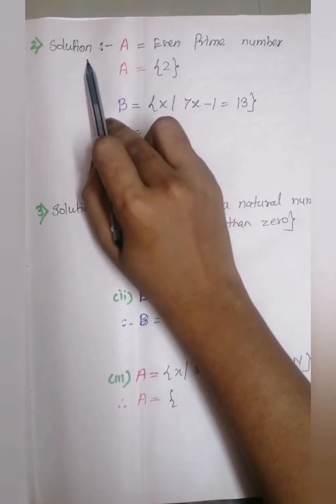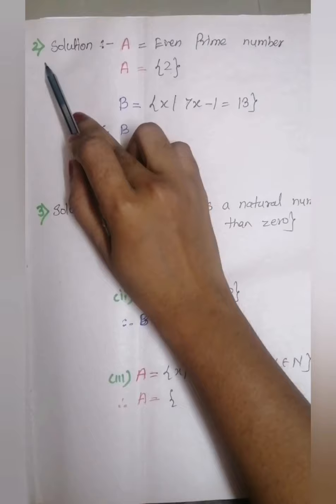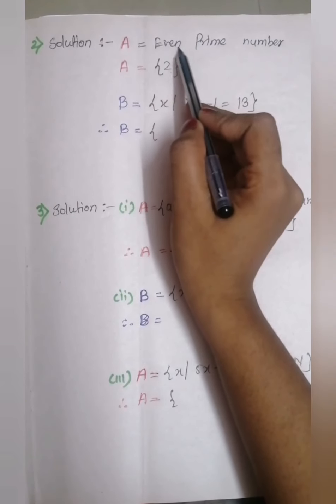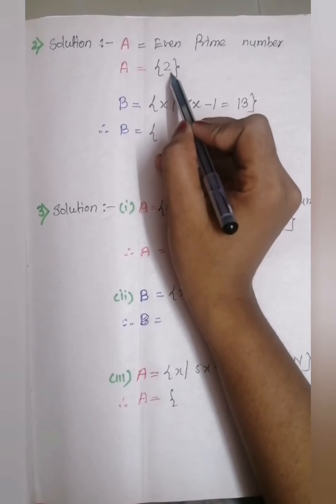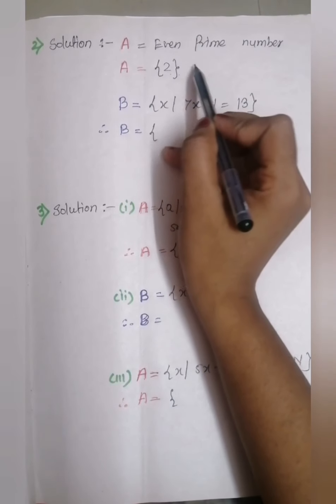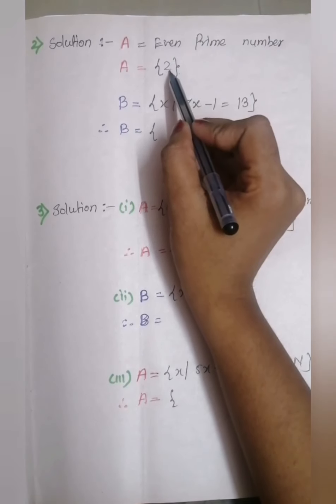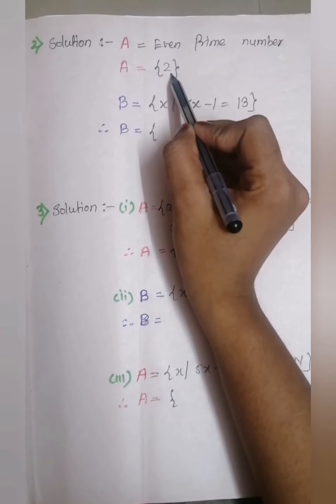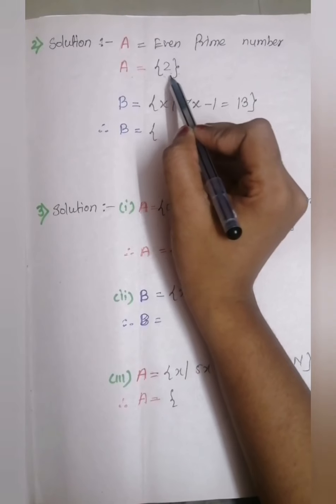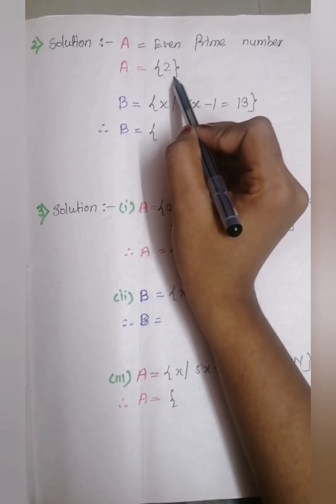Students, start with the solution of question number 2. Set A equals even prime number. Therefore set A equals 2. We know that prime numbers start with 2 and even numbers also start with 2. Therefore set A equals singleton set 2.